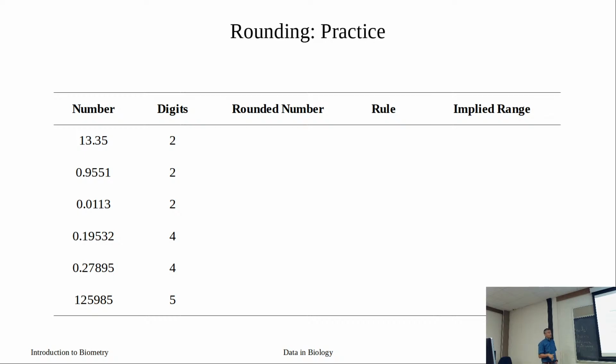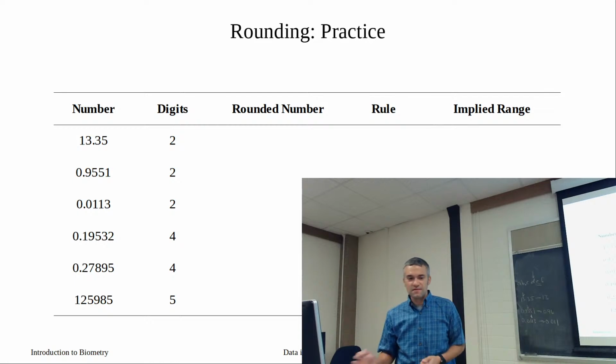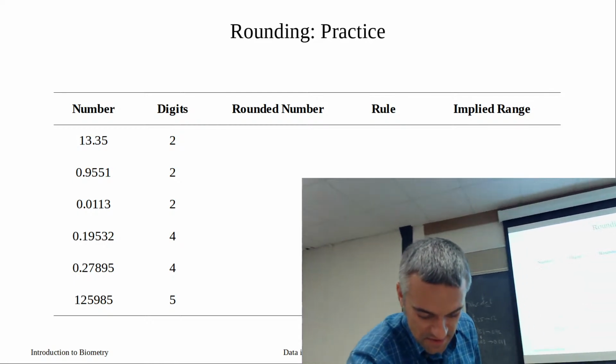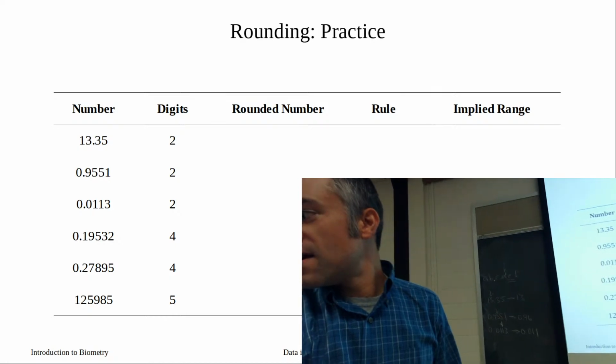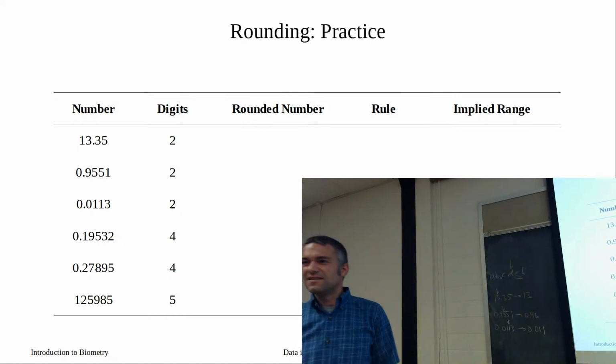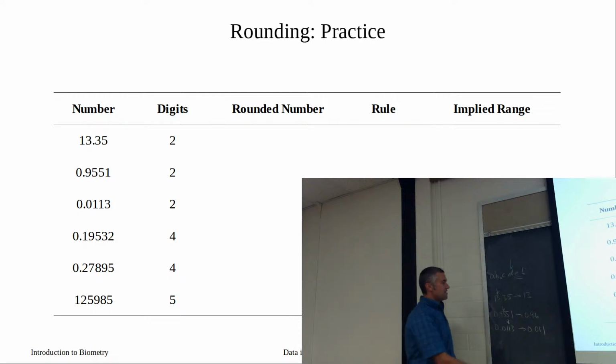Now, what we haven't done is talked about these implied ranges. This rounded number doesn't mean that our value is exactly 13. It means that our value is someplace within that range. Which range is it? That's our implied limits. So what is our implied range? Let's say, what's our implied range of 13?